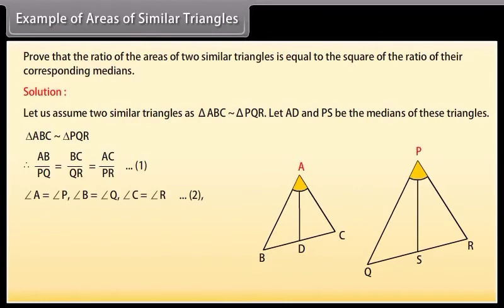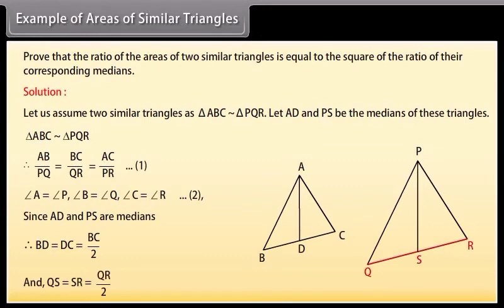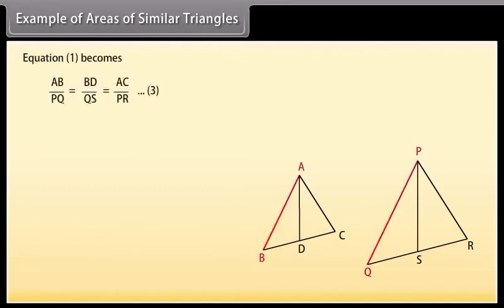Angle A equals angle P, angle B equals angle Q, angle C equals angle R. Mark it as 2. Since AD and PS are medians, therefore BD is equal to DC, which equals BC upon 2, and QS is equal to SR, which equals QR upon 2. Equation 1 becomes AB upon PQ as BD upon QS, which is equal to AC upon PR, which is equation 3.